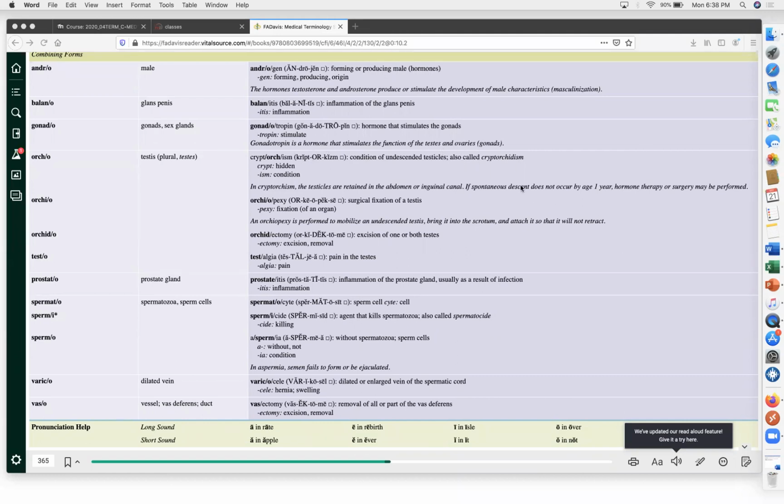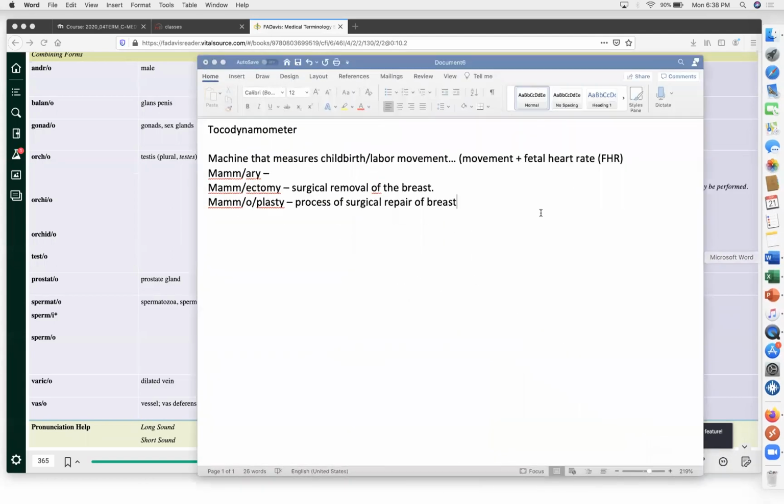Now, you also may have heard of this word gonadotropin, because on your typical pregnancy test, you'll have something called HCG. HCG is human chorionic gonadotropin. 25-cent word, or maybe a 20-cent word.